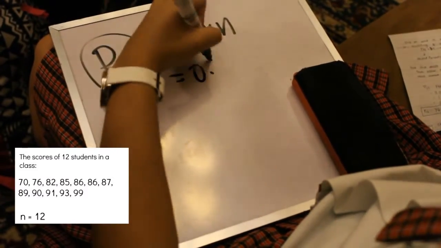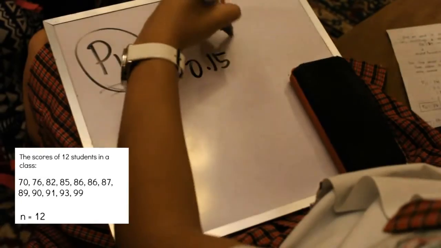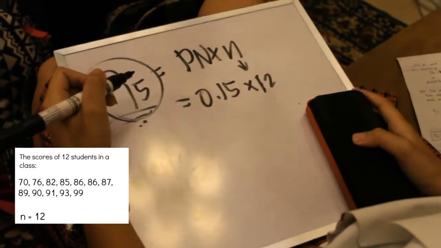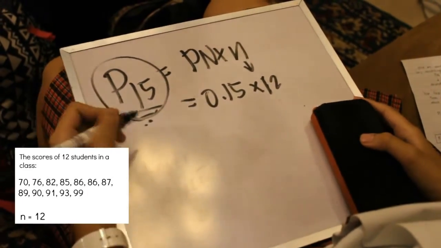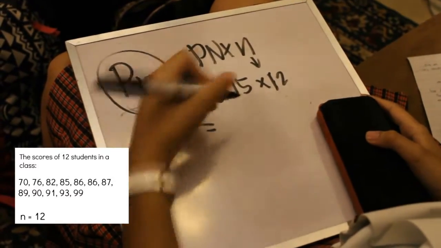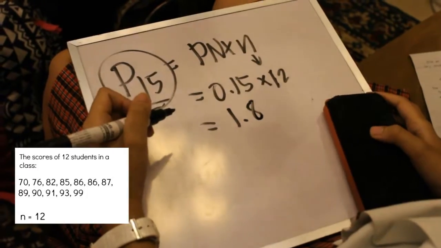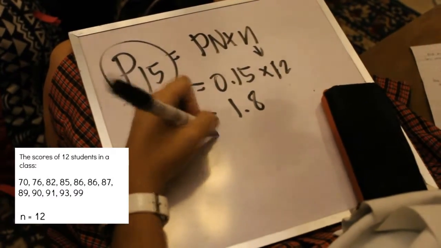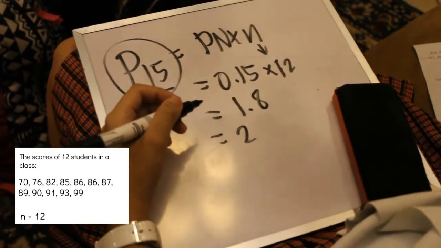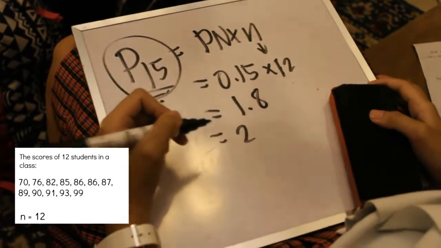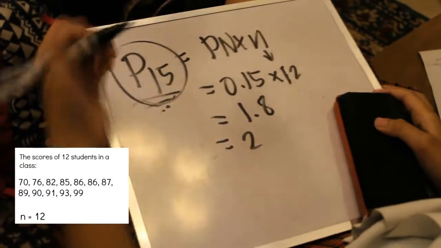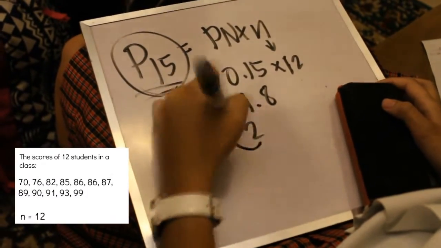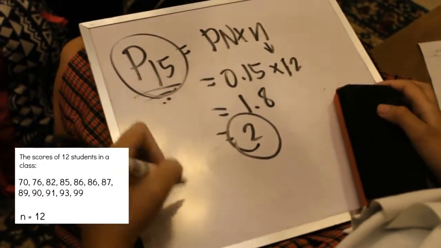Next, we need to substitute the n with the total frequency, which is 12, because 12 is the total number of scores in the given set. So 0.15 times 12 is 1.8. Are you getting this, Priya? Yes. Okay. So then after that, we need to round off 1.8 to the nearest whole number, which is 2. Then we need to determine which is the score from the given set. So the given set is what I have written a while ago, what we have arranged from least to greatest. So since it's 2, we need to count from the given set.